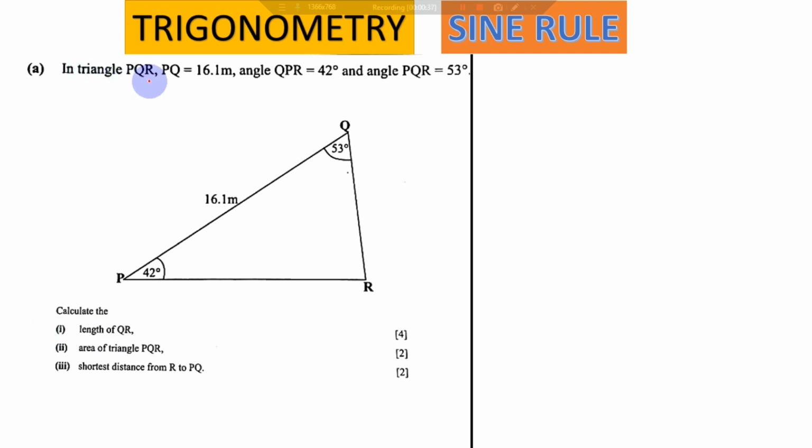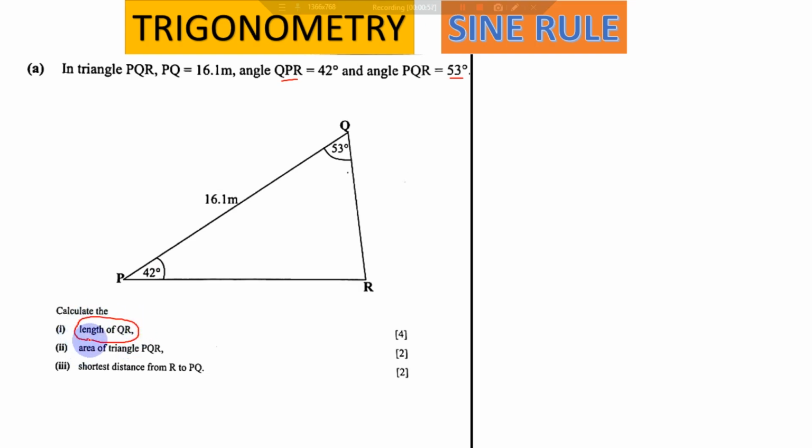in triangle PQR, PQ is equal to 16.1 meters, angle QPR is equal to 42 degrees, and angle PQR is equal to 53 degrees. So the first question is saying calculate the length of QR.